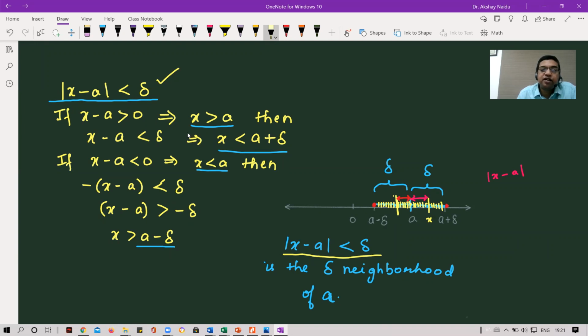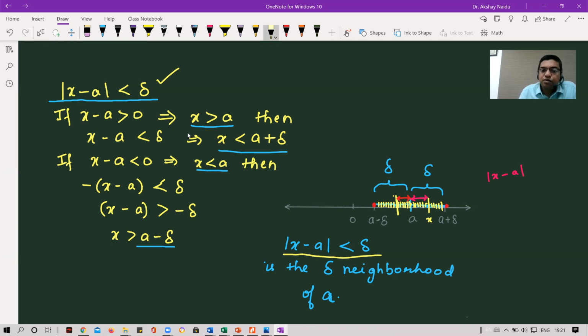Second case, when x minus A is negative, then modulus becomes minus of the negative number. So minus of x minus A. So multiply the minus sign throughout. So x minus A greater than minus delta. Once you multiply with a negative sign, inequality reverses. So now x will be greater than A minus delta.